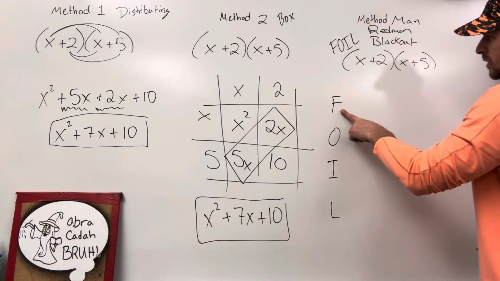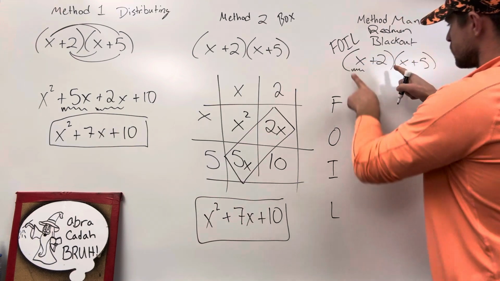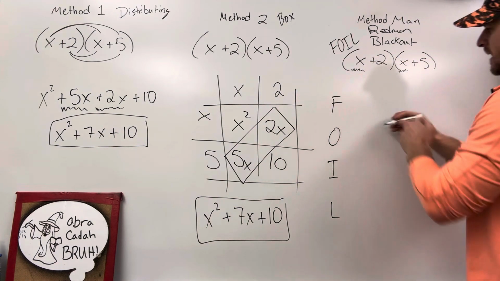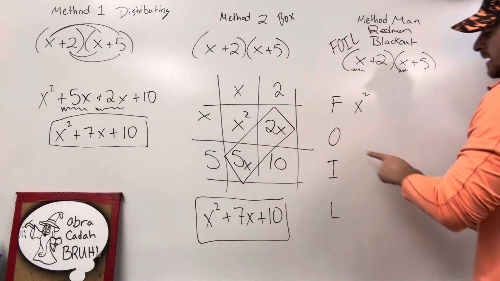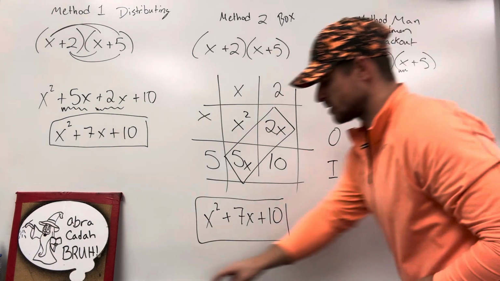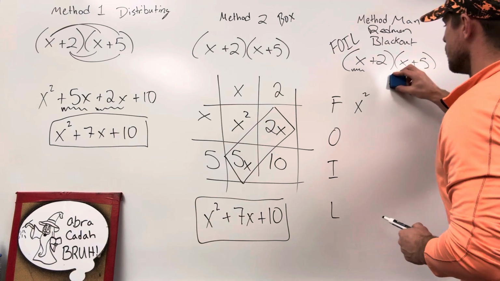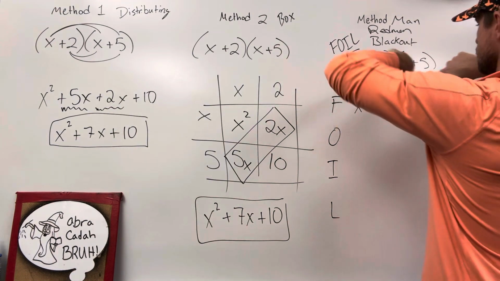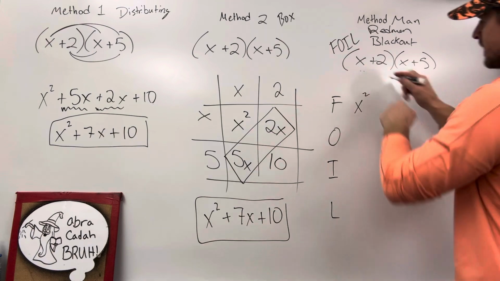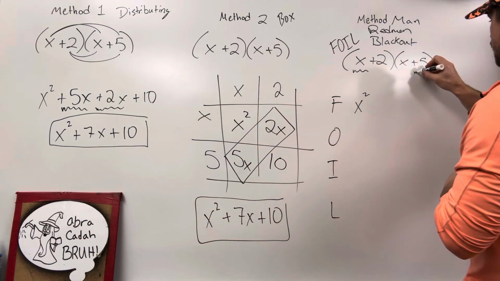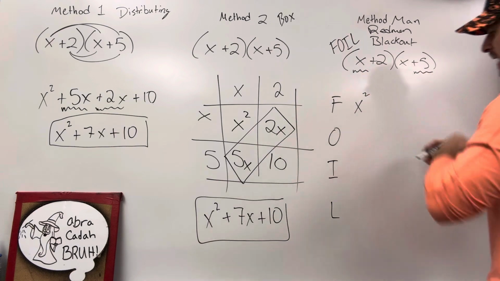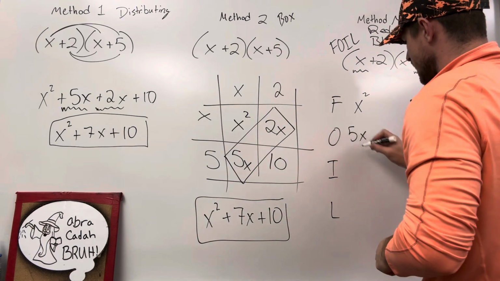So when I say first, I'm talking about the first term in this group and the first term in this group. So I just say x times x makes x squared. Then we're going to do our outside terms. Outside meaning the outermost. So if I start in the center and I go outward to the edges, that would be the x and the 5. Those are my outside terms. X times 5 or 5 times x is going to make 5x.